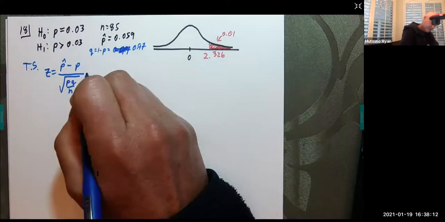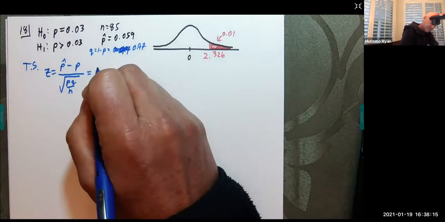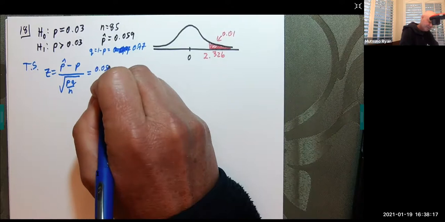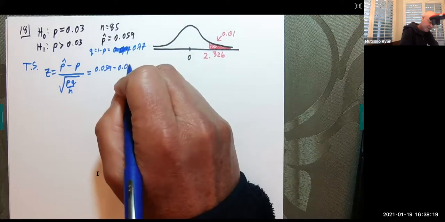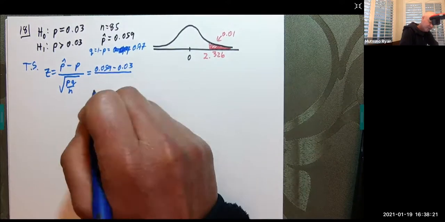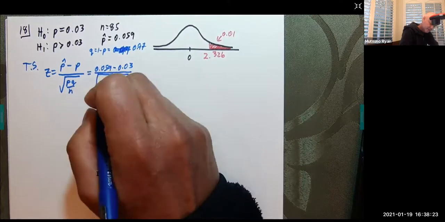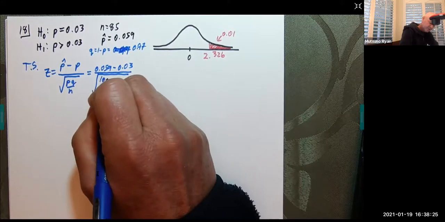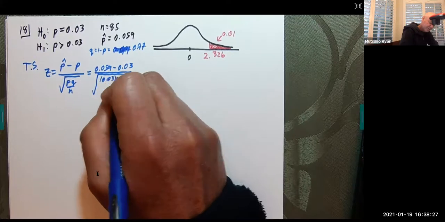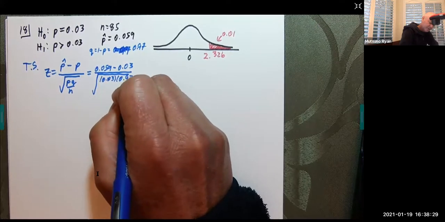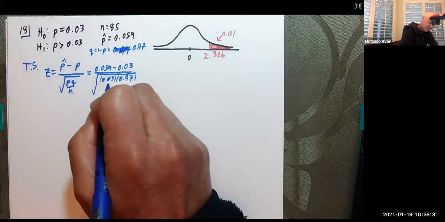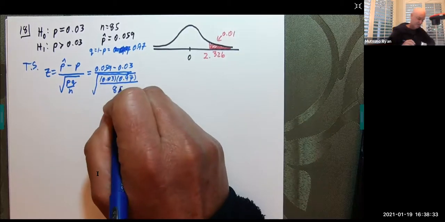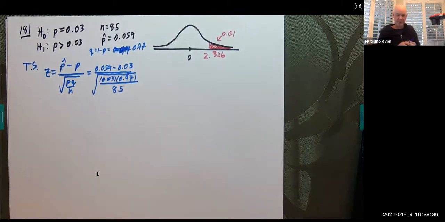So plugging all this in, 0.059 minus 0.03 over the square root of 0.03, 0.97 over 85. Now, I'm going to show you how to put this in your calculator. This gets a little tricky.